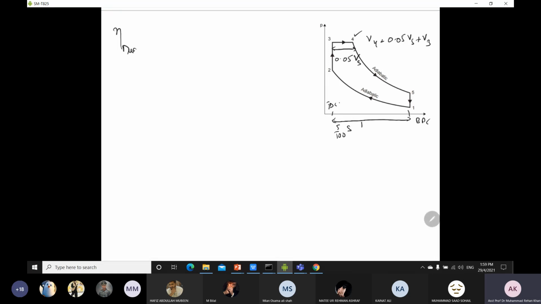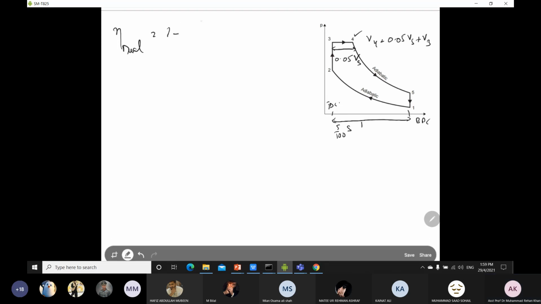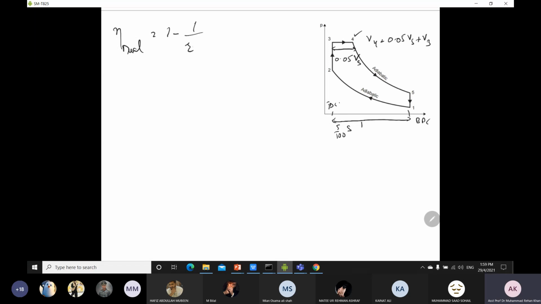Okay, so now coming towards the dual cycle efficiency equation, which we already know will be 1 minus 1 over R to the power K minus 1, times the pressure ratio beta, RC to the power K minus 1, over beta minus 1, the pressure ratio minus 1, plus beta into K, the specific heat ratio, into RC, the cutoff ratio, minus 1. This equation we have already developed, so you just have to put all the values in this equation and you can easily find the answer.